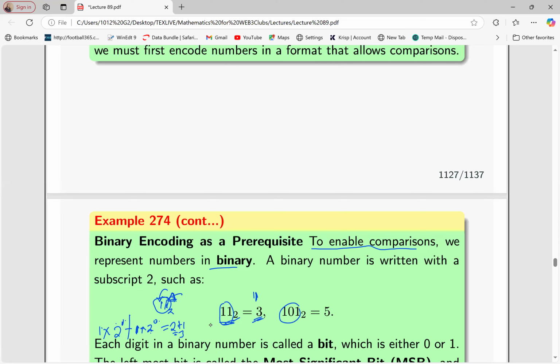Even this one will be 5. How do you get 5? This one will be 1 times 2 raised to 0. This one will be 0 times 2 raised to 1. This is addition. And this will be 1 times 2 raised to 2. So the powers begin 0, 1, 2 from the right side. So this is 4, this is 0, and this is 1. That gives us 5. That's how we change from binary to decimal.